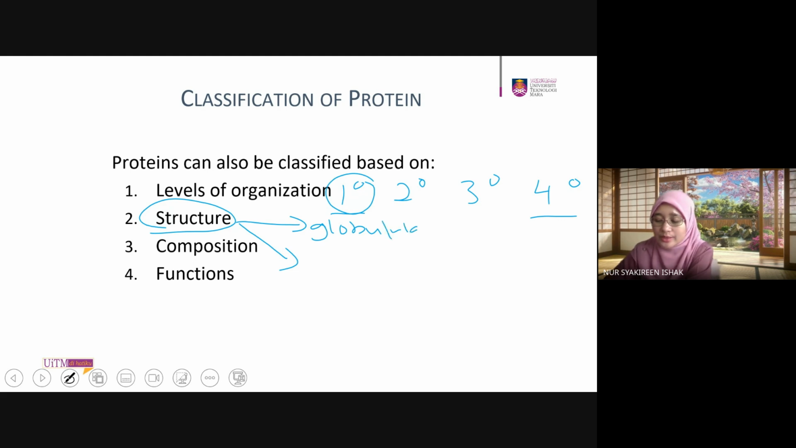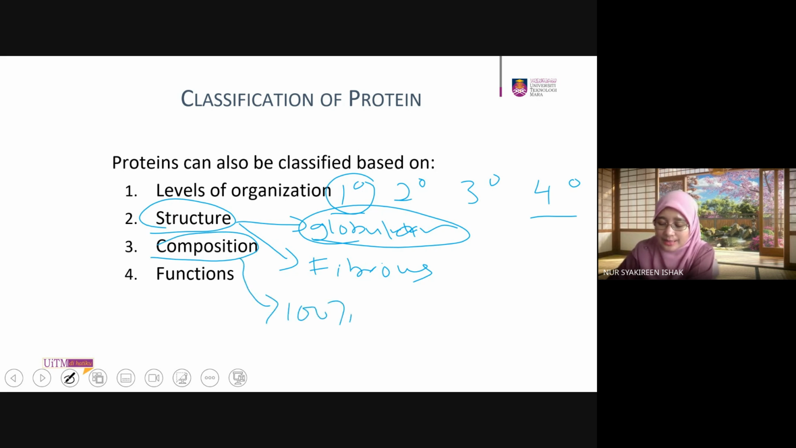Okay, globular protein or fibrous protein. Globular proteins are proteins that can dissolve in water. Fibrous proteins are proteins that cannot dissolve in water, based on its structure. And then composition. So for composition, there are proteins that are 100% made up of only amino acids. There are also proteins that have other components in that protein molecule.